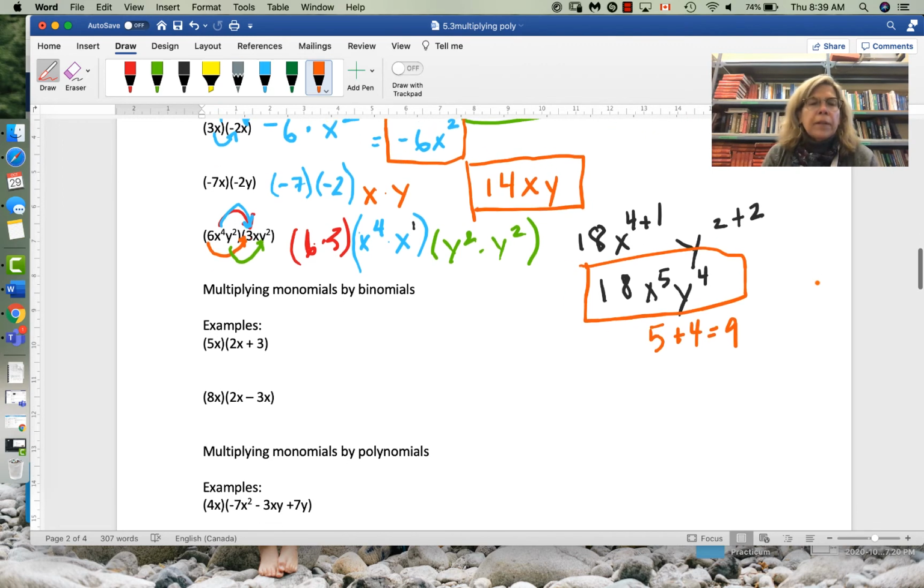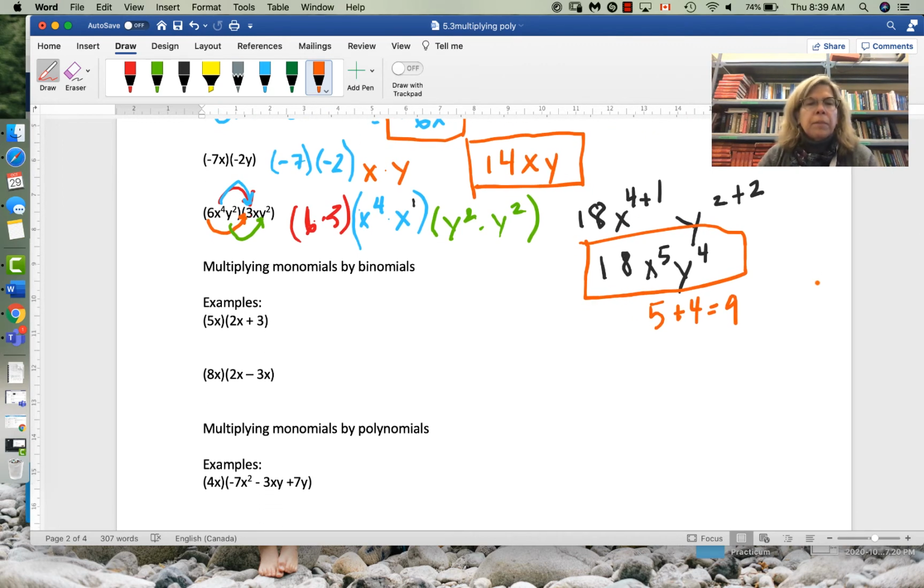Okay, and you can apply this also to multiplying by binomials, so monomials by binomials. So if we have 5x, which is a monomial, times 2x plus 3, which is a binomial, well, you do each term. So you do 5x times 2x, plus 5x times 3.